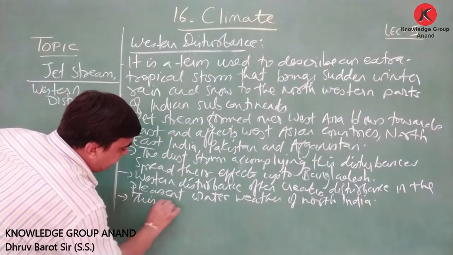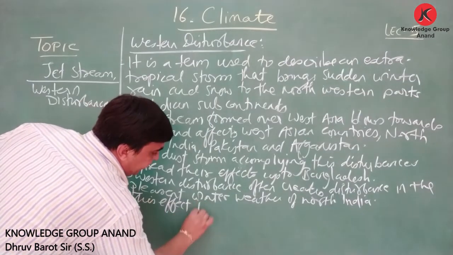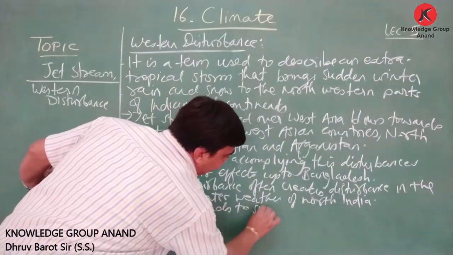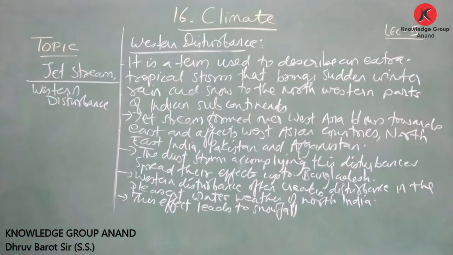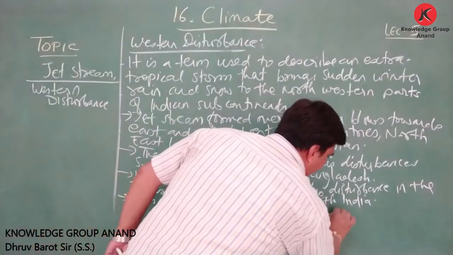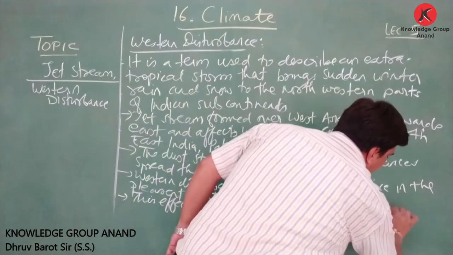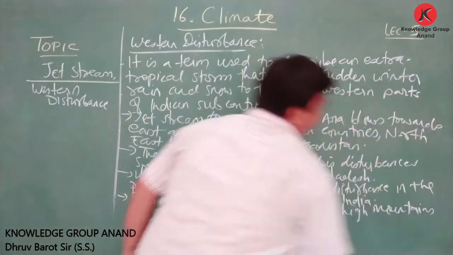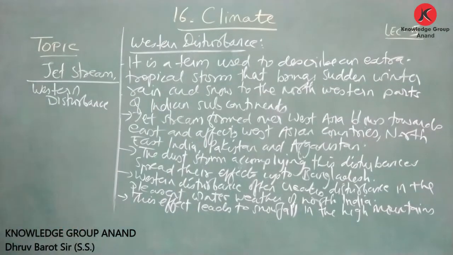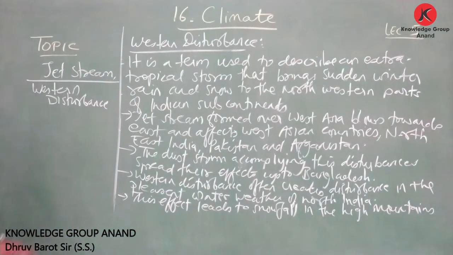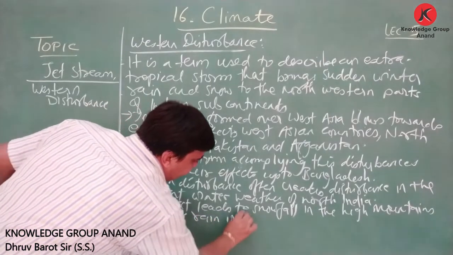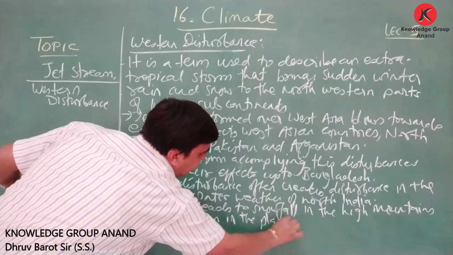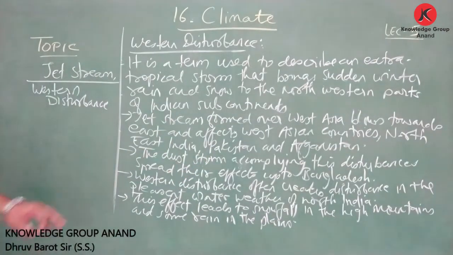This effect leads to snowfall in the high mountains, and some rain in the plains. In the plain region, some rain is experienced through this western disturbance.